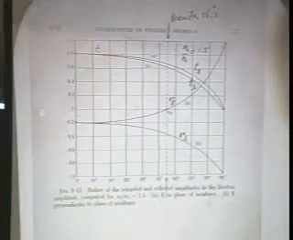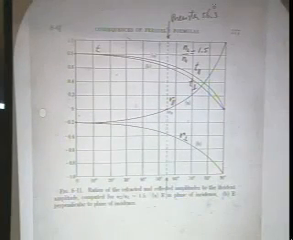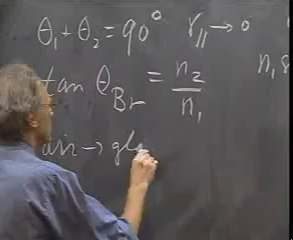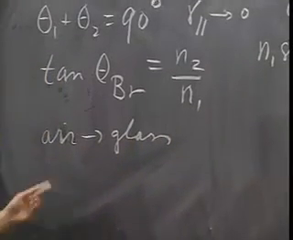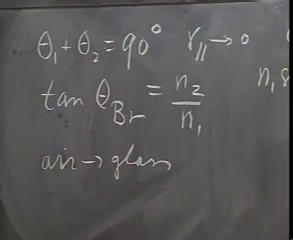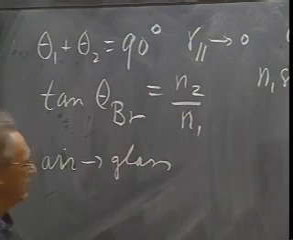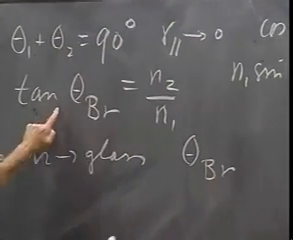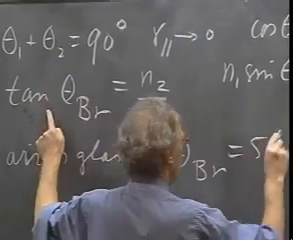And look at that panel, that upper panel that you have on your handout on page 2. And look at that Brewster angle. If you go from air to glass, so now we go again from air to glass, and we know what N2 is. N2 is 1.5 and N1 is 1. Then you'll find that theta Brewster, which is this equation, is 56.3 degrees.